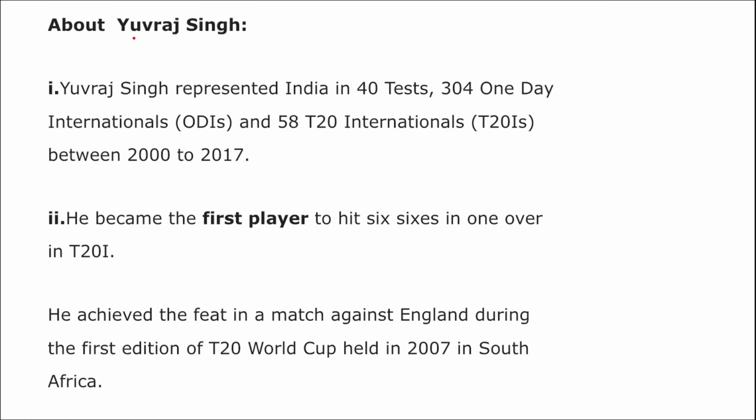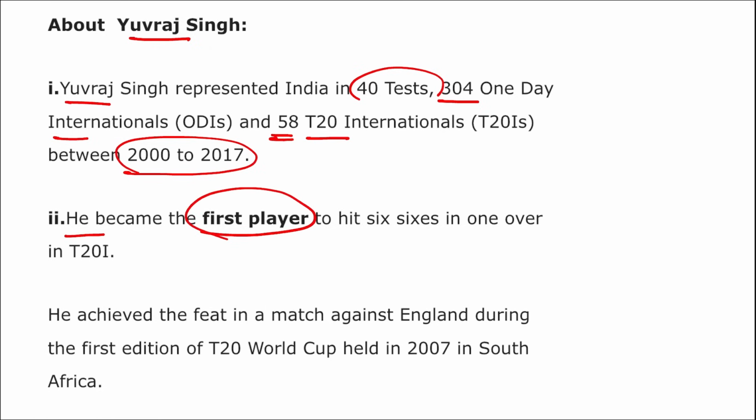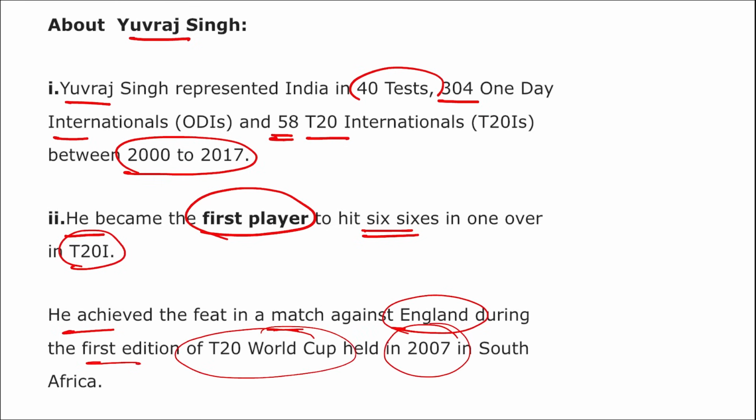Moving on, here you can see we talk about some awards. Yuvraj Singh represented India in 40 tests, 304 one-day internationals and 58 T20 internationals between 2000 to 2017. He became the first player to hit 6 sixes in 1 over in T20 internationals, and he achieved the feat in a match against England during the first edition of the T20 World Cup held in 2007 in South Africa. Right? Let's move on. Apart from this, he was also honored with the Arjuna Award for cricket in 2012 and Padma Shri in 2014.